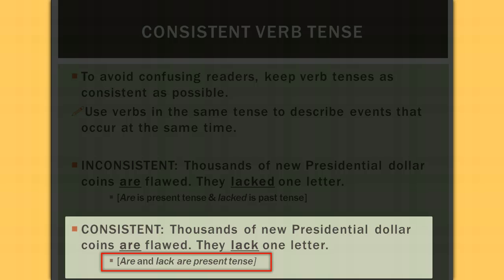Next, there is an example of consistent verb tenses. Thousands of new presidential dollar coins are flawed. They lack one letter. Are and lack are both present tense verbs.